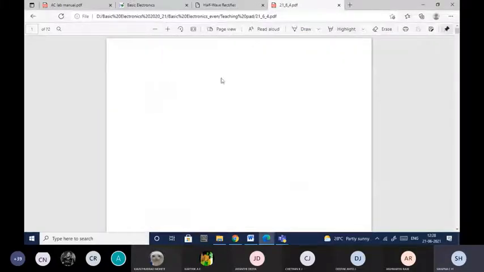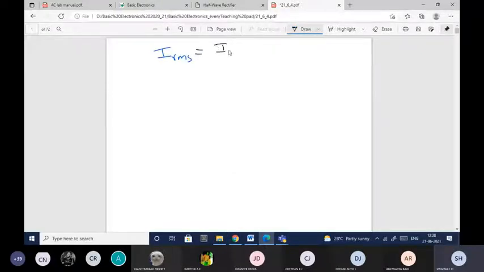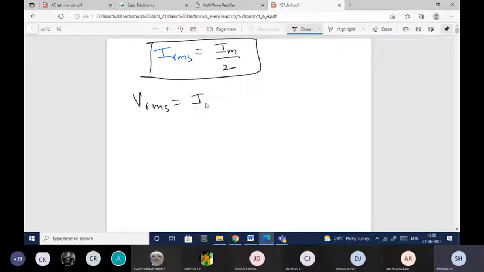Okay, so now we have got IRMS, right? IRMS we got as Im by 2. Okay, in the same way let us also find VRMS. VRMS is nothing but IRMS into RL, the root mean square value of the pulsating DC. So IRMS into RL. So IRMS is nothing but Im by 2 into RL.